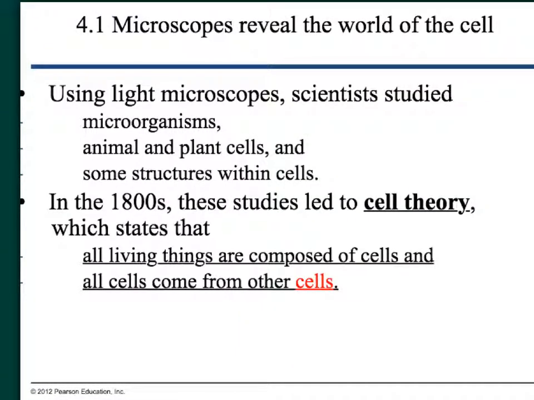So with using light microscopes, we were actually able to study some of the microorganisms that we hadn't been able to see with the naked eye. We were able to see some very small animals and plant cells and some structures within the cells, which we'll refer to as organelles. In the 1800s, these studies actually led us to the cell theory, which states that all living things are composed of cells and all cells come from other cells. Make sure that you know that cell theory.